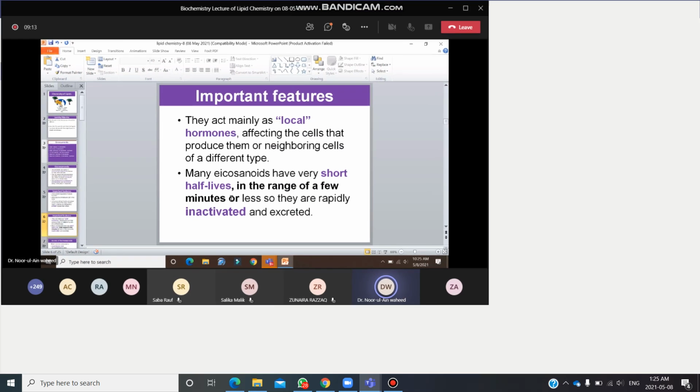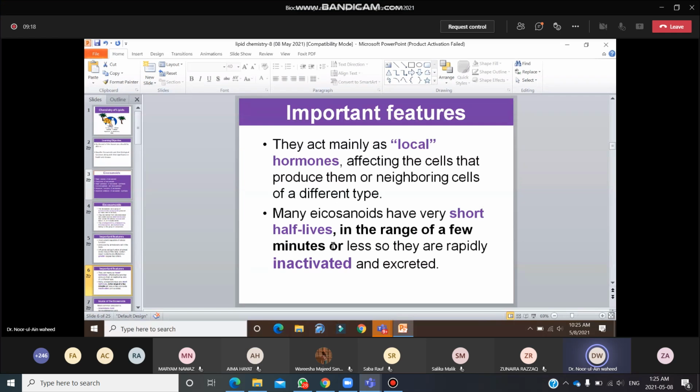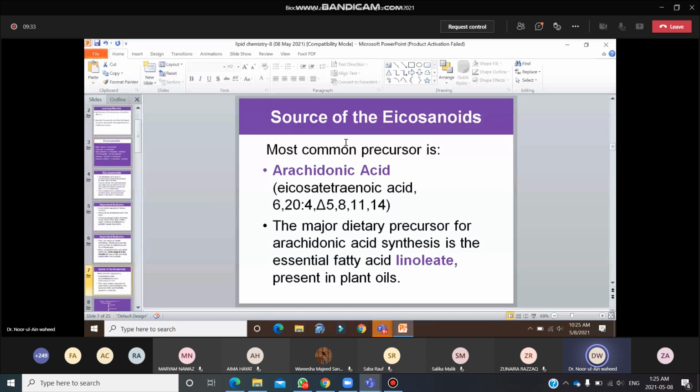As soon as they are synthesized and secreted, they act and produce interaction on the nearby cells of the same cells, and then they are rapidly inactivated. Because of their rapid inactivation, they have a short half-life. The most common precursor is arachidonic acid.